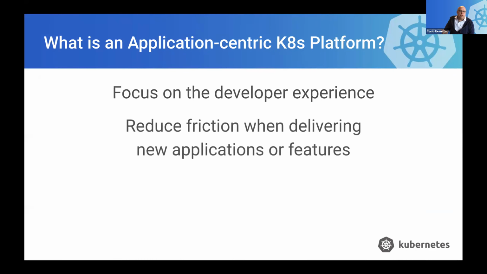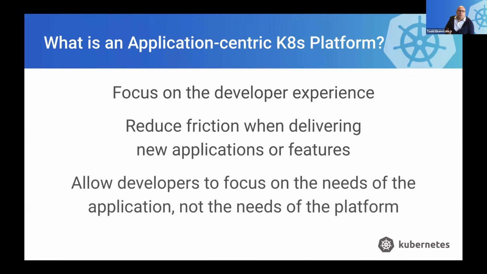We want to reduce friction when delivering those new applications or features. And overall, we want the developers to really focus on the needs of their application, not on the needs of the platform. So how can we expose a model where you're really describing things in terms of the application itself, not the underlying infrastructure or the lower level Kubernetes constructs? That's what we're talking about when we say an application-centric platform.